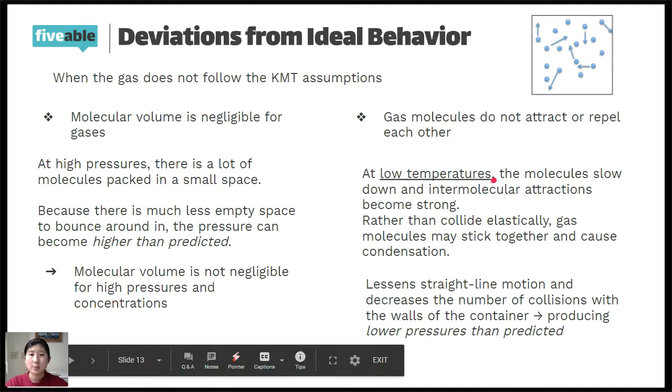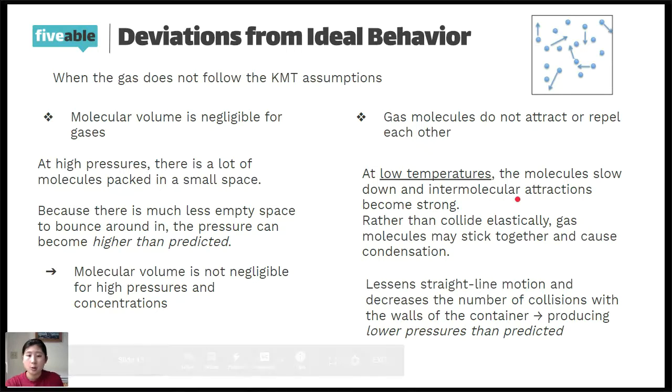So at low temperatures, because there's intermolecular attractions, they're interfering with the paths. So in the end, imagine there's a lot of marbles bouncing around, but then as the temperatures get lower, they start slowing down and they start attracting each other and clumping together.